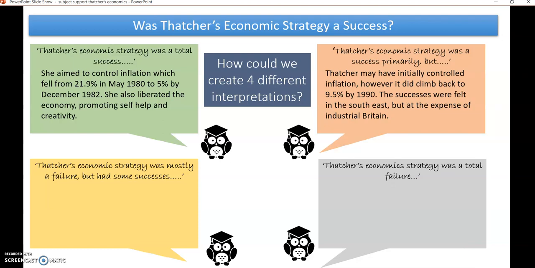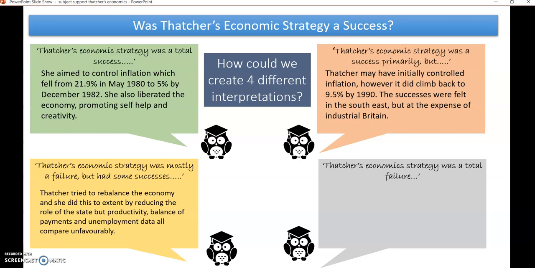The orange and the yellow I would describe as my sit-on-the-fence type of interpretations. So Thatcher's economic strategy was a success primarily, but I might say, yes, she did control inflation, but it went back up by 1990. And I'm pointing to the fact that there are regional differences in her success.